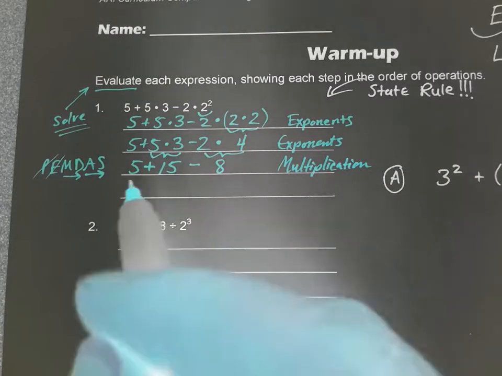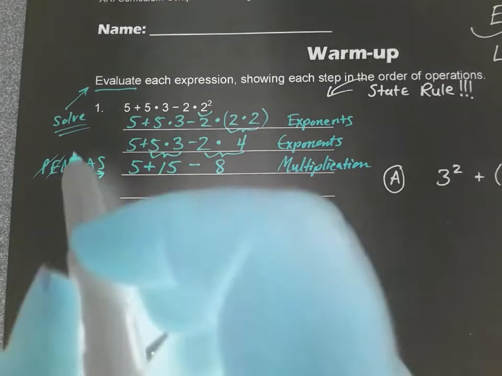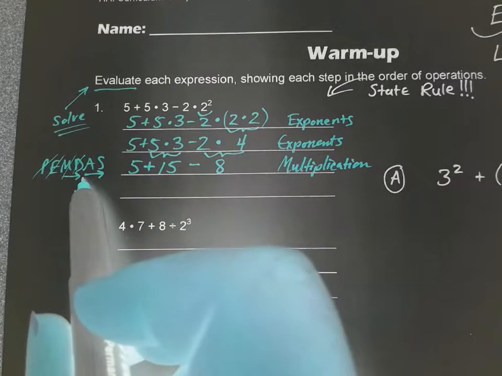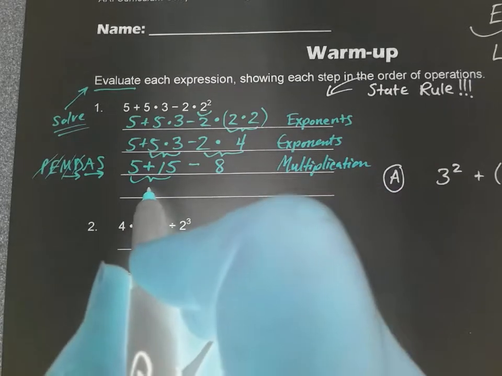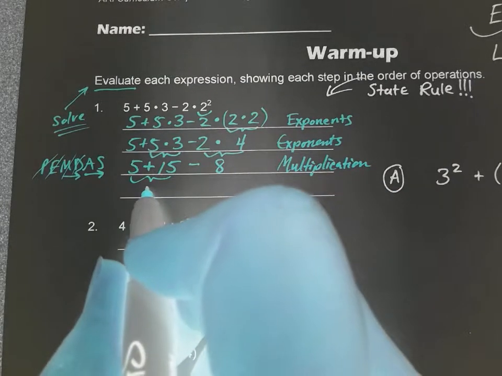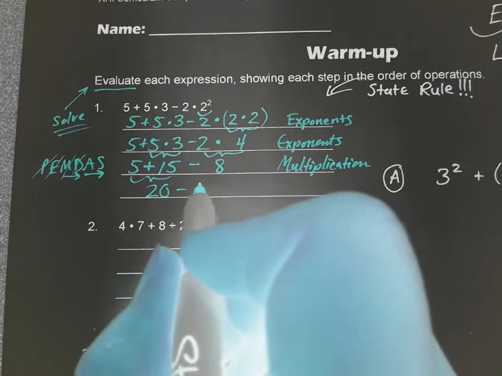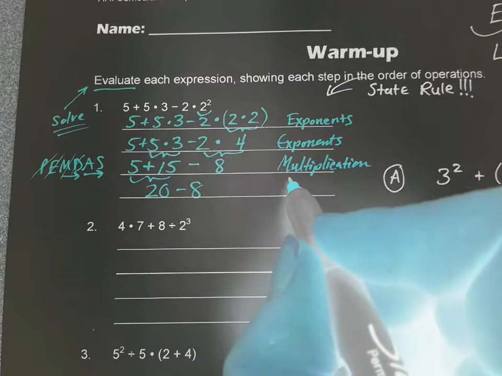Well, next I have addition or subtraction, and remember these are buddies. They go in order from left to right. So addition comes first in this situation. I'll do the addition now. What's 5 plus 15? The answer is 20, and I take away 8. Well, the rule I just used was addition.